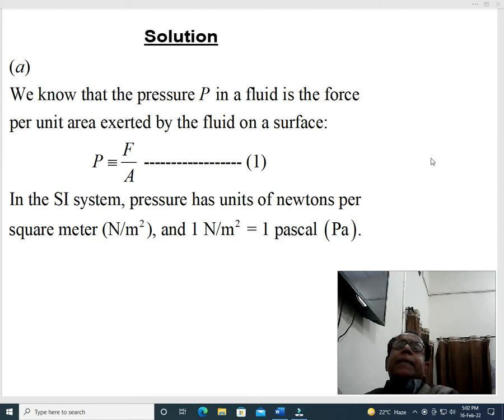In the SI system, pressure has units of newtons per square meter, that is capital N over small m squared, and 1 Newton per meter squared is equal to 1 Pascal. 1 Pascal is the unit of pressure. It is abbreviated as Pa.